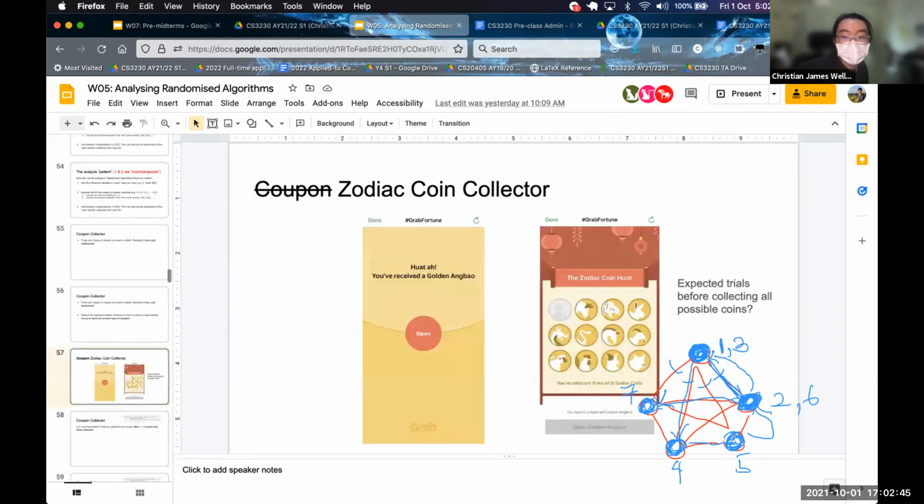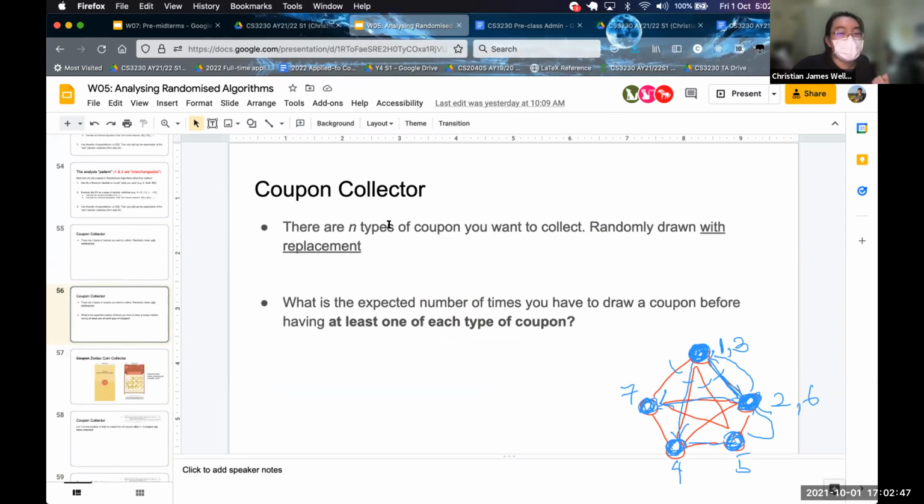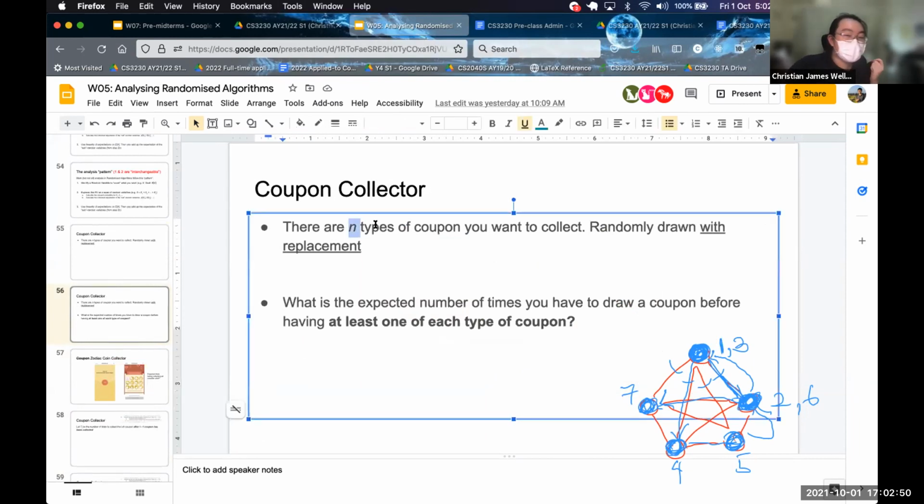Remember the coupon collector problem: there are n types of coupon that you want to collect. You randomly draw with replacement. What is the expected number of draws for you to collect all the coupons, so that you have at least one of each type of coupon?